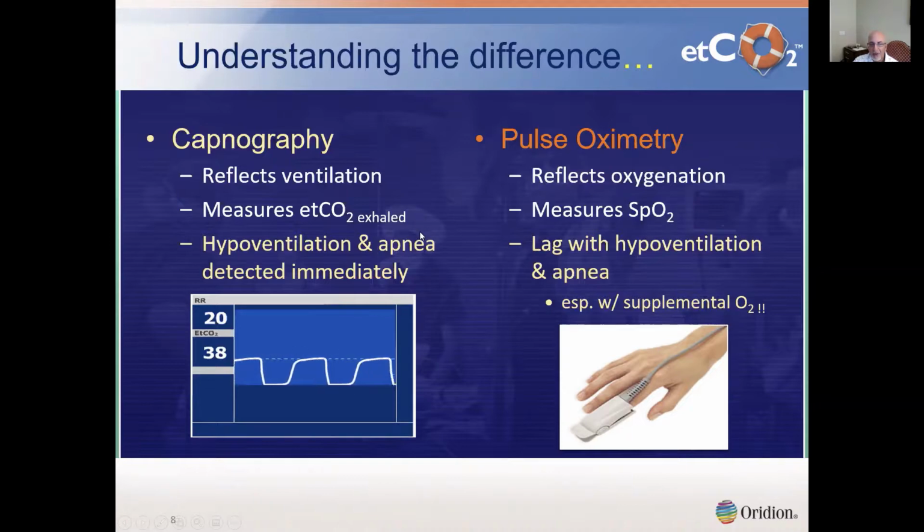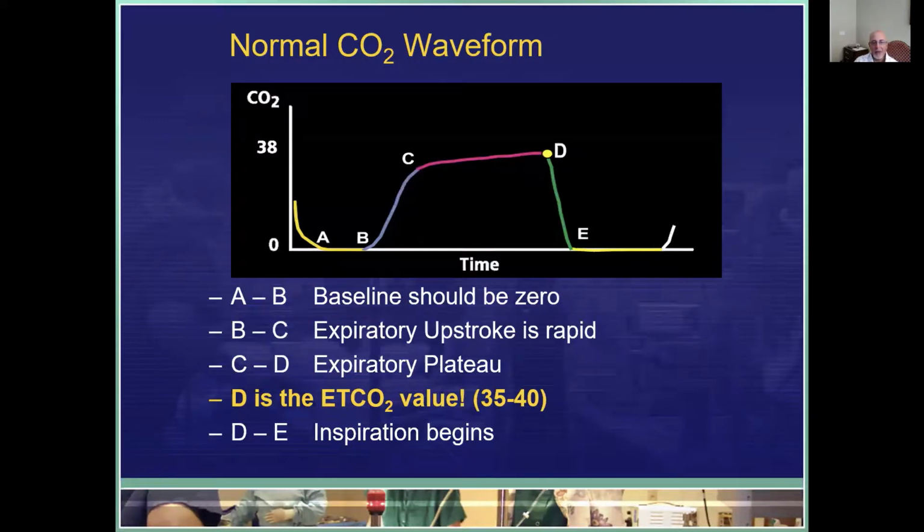It measures the CO2 that is exhaled. Therefore, if the patient is hypoventilating, the end-tidal CO2 will increase, and this is often a sign that the patient is developing respiratory acidosis. So let us look at the normal CO2 waveform.